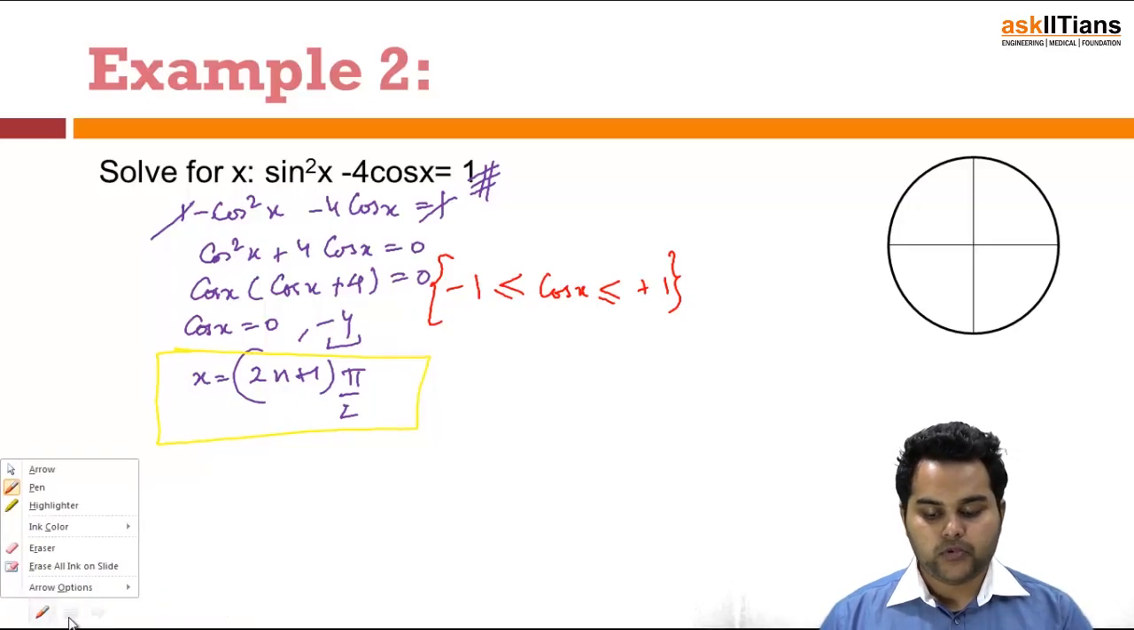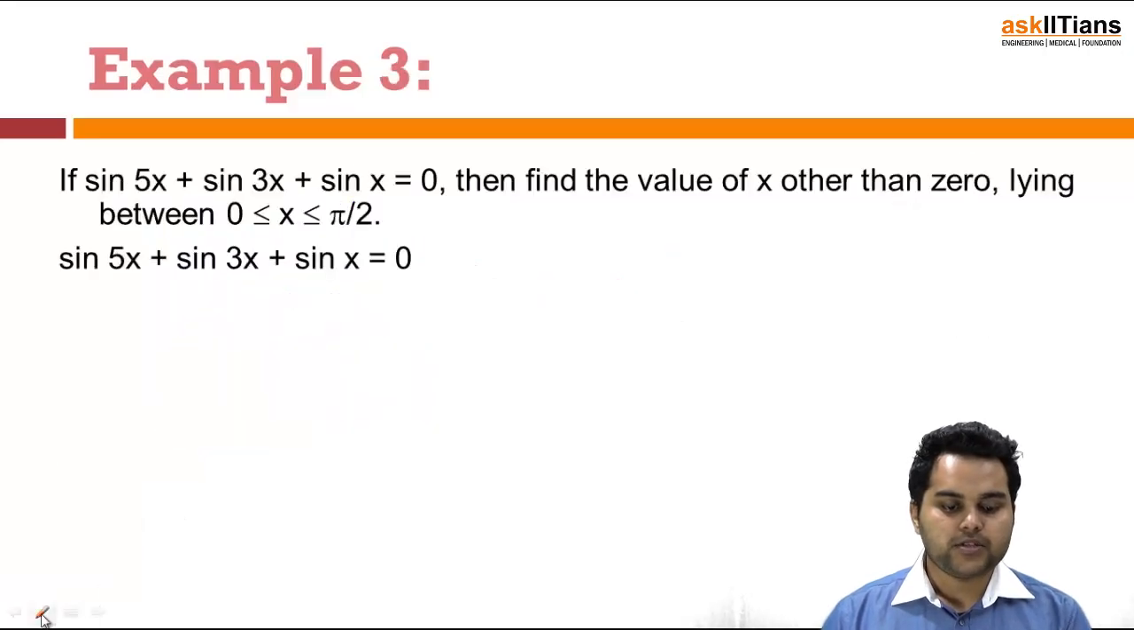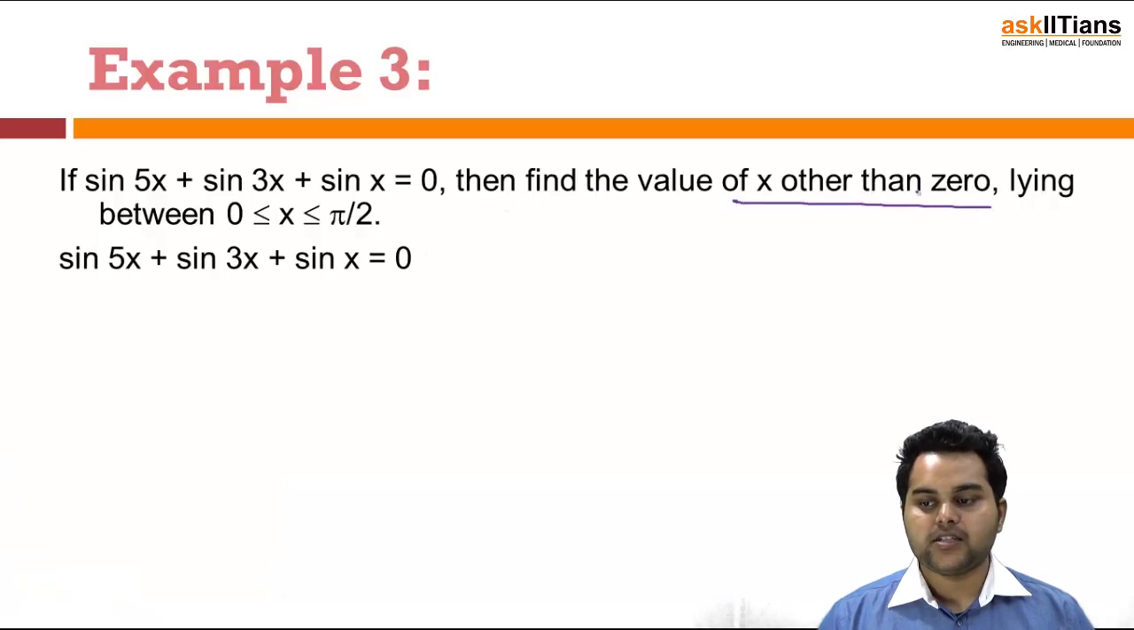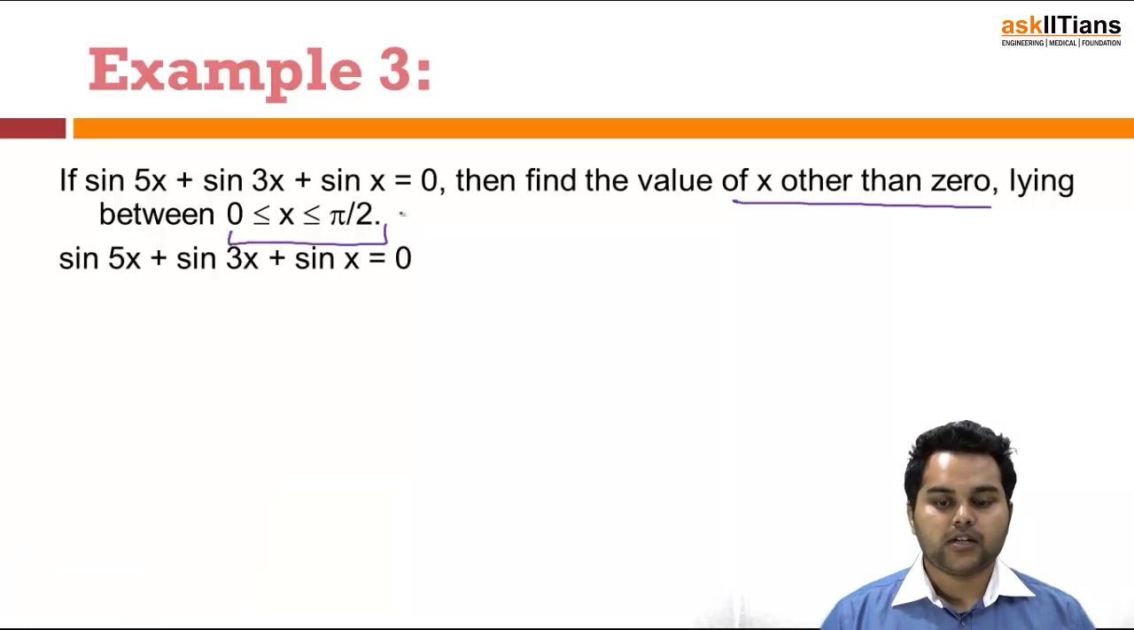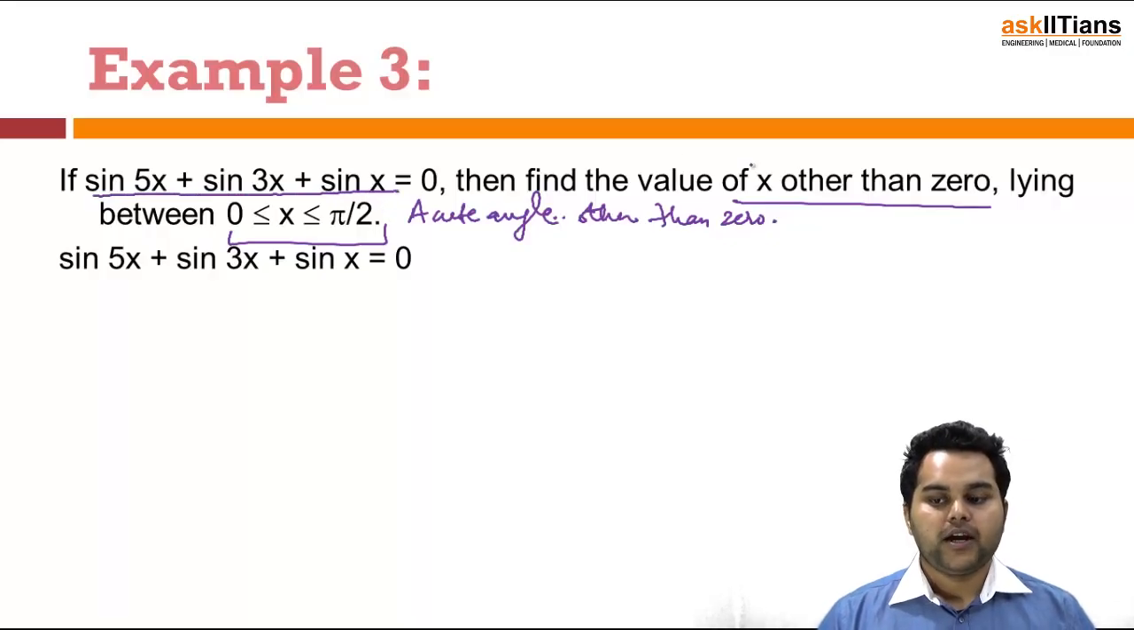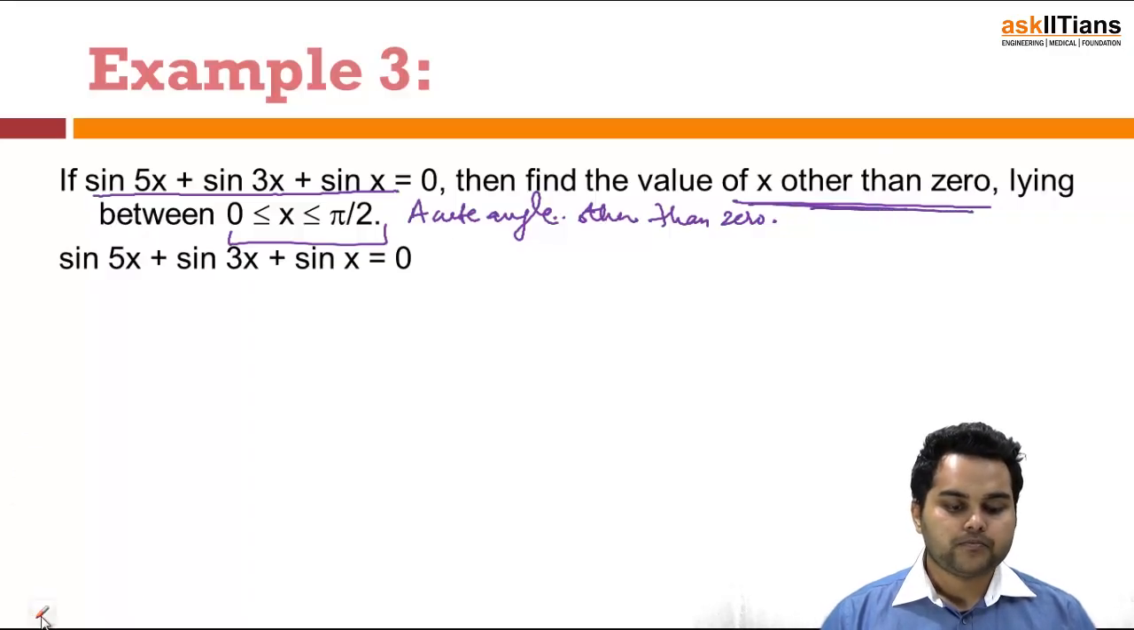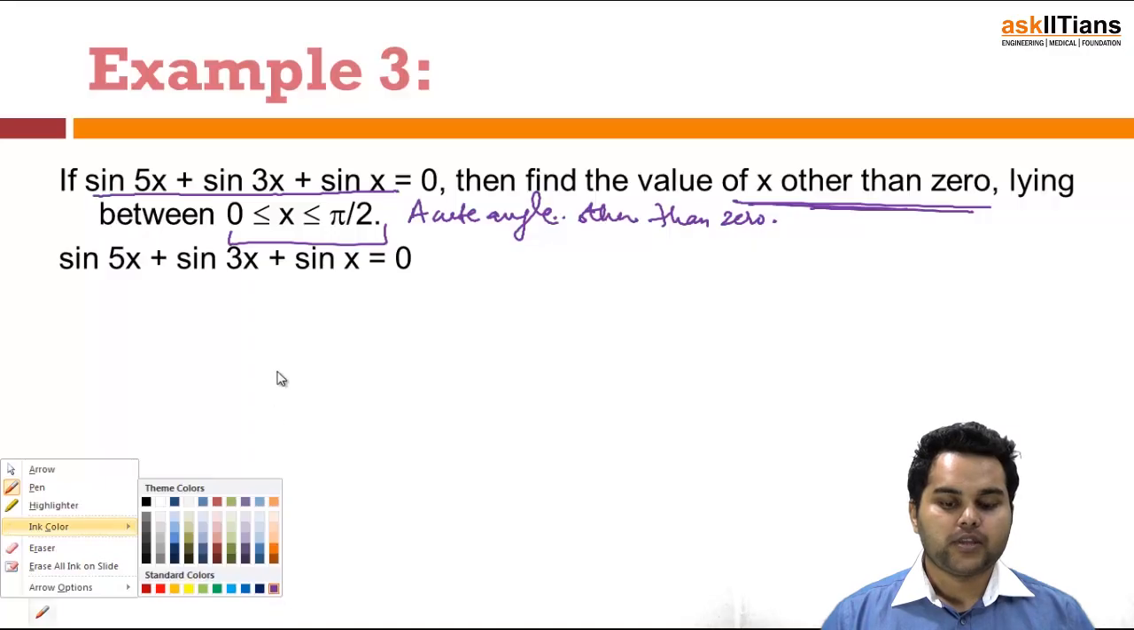Moving on to the next example. The next example says I have to find the value for x other than 0 lying between 0 and pi by 2, that is, an acute angle other than 0. Because we can see that the equation contains just sine terms, and the most default solution to this equation can be x equal to 0, and we have been told that the solution should be other than 0. Now we will try to find out how we can proceed with that.